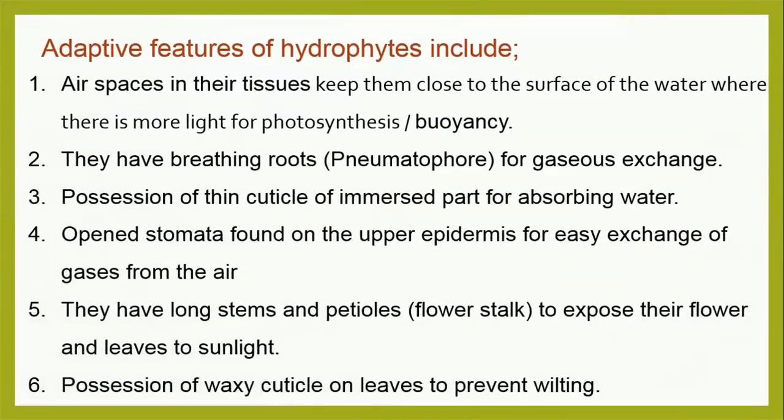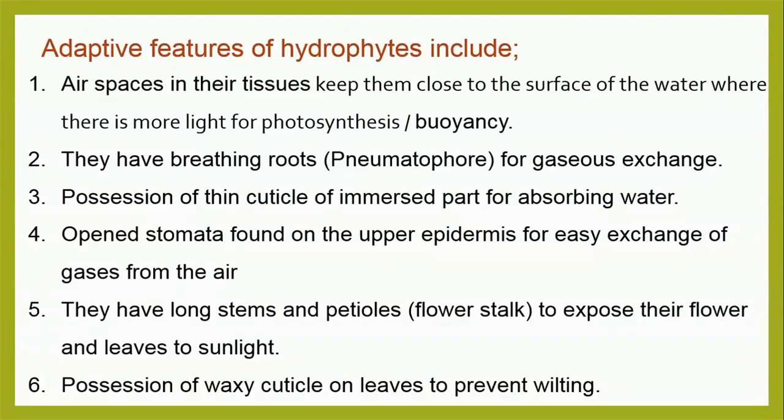All right. Now, the adaptive features or adaptations of hydrophytes include air spaces in their tissues, which keep them close to the surface of the water, where they can have access to light for photosynthesis, and of course it can also enable them to float on the surface of water, and this is what we call buoyancy. Number two, they also have breathing roots. Breathing root is also known as pneumatophore. This is common in plants that are found in marshes or in swamps, such as the white mangrove plants. Now, the function of breathing roots is for gaseous exchange.